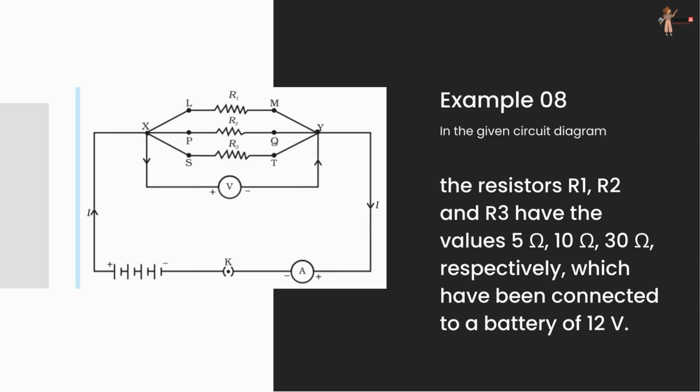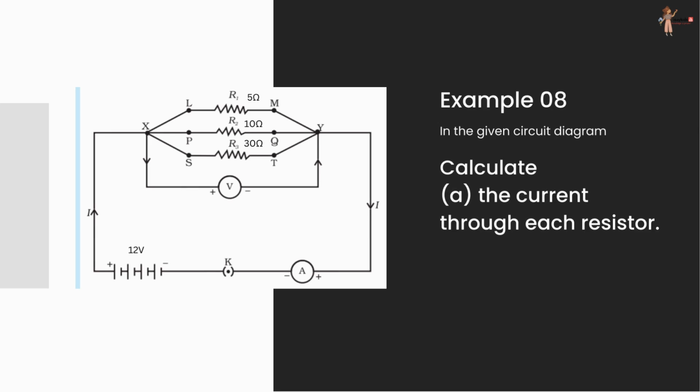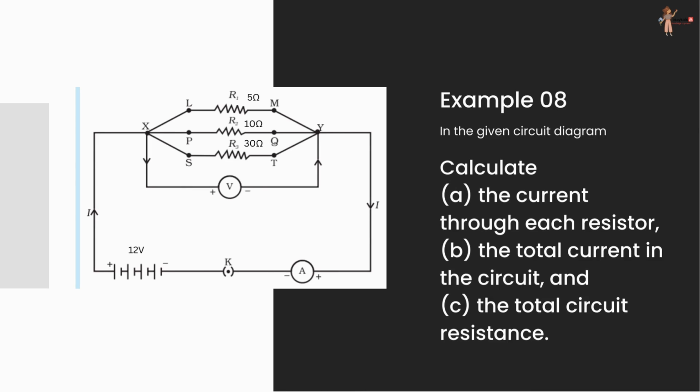In the circuit diagram given here, suppose the resistors R1, R2 and R3 have the values 5 ohm, 10 ohm, 30 ohm respectively, which have been connected to a battery of 12 volt. Let's calculate the current through each resistor, the total current in the circuit and the total circuit resistance.